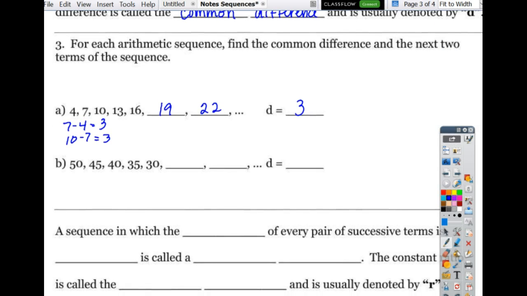So remember, on the next one, you take the second term minus the first term. So this is 45 minus 50, which gives me negative 5.